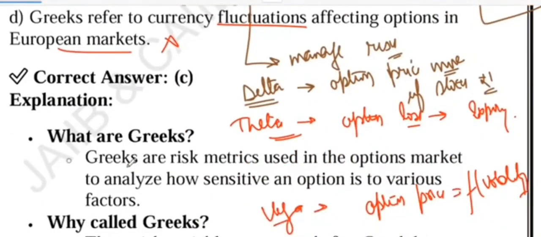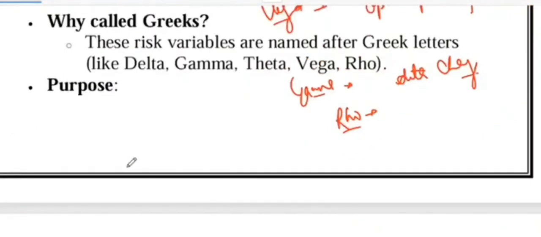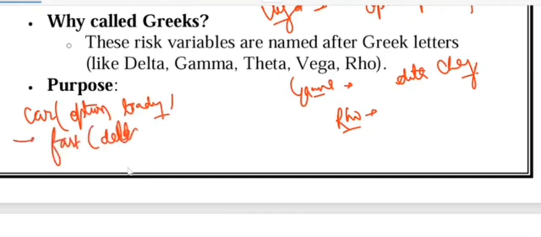So let me give you one example to make it more clear. Let's say you are driving a car. So the car is just your option trading. You can treat the car as option trading. You want to know how fast you are going. That is your delta. How fast you are going, that is your delta. You want to know how fast your speed is changing. That is your gamma.